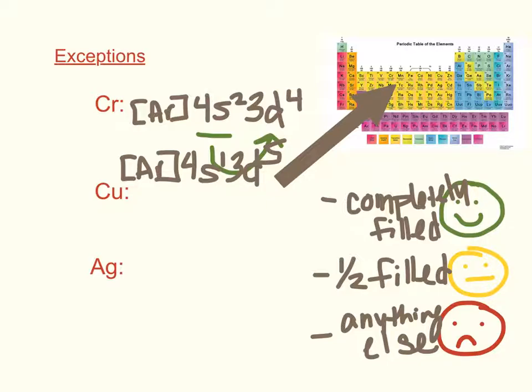So it also changes the number of valence electrons. If you notice, the regular configuration of chromium, the highest energy level between 4 and 3 is going to be 4, and we have 2 valence electrons right there. With the movement of one electron from 4s to 3d, now we only have 1 valence electron, which is fine. It's going to change the charge of the ion a little bit.